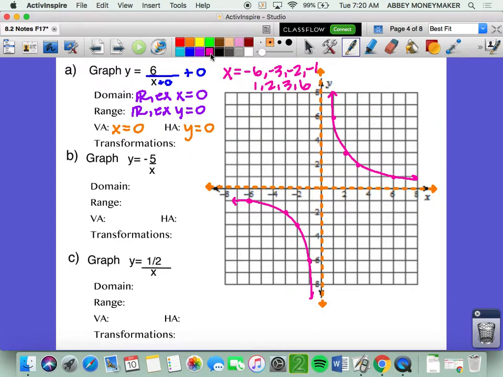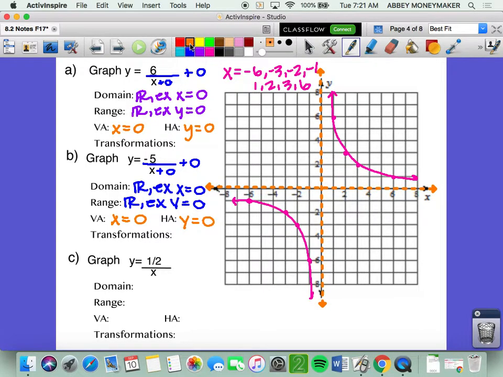Same thing with B. You notice here that you don't have an h value, nor do you have a k value. So this makes the domain and range very easy. All real numbers except x equals 0. Range is all real numbers except y equals 0. Will we ever see that change? Yes, just for now though, we don't have them there. Vertical asymptote, x equals my h value, which is 0. Horizontal asymptote, y equals my k value, which is 0.